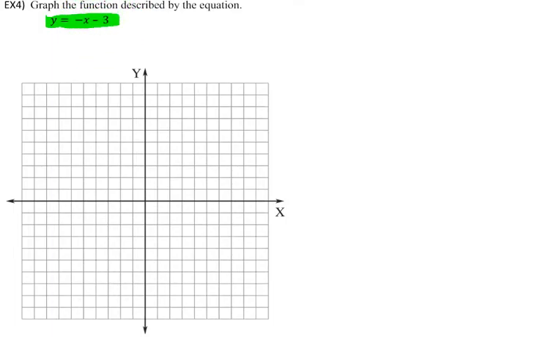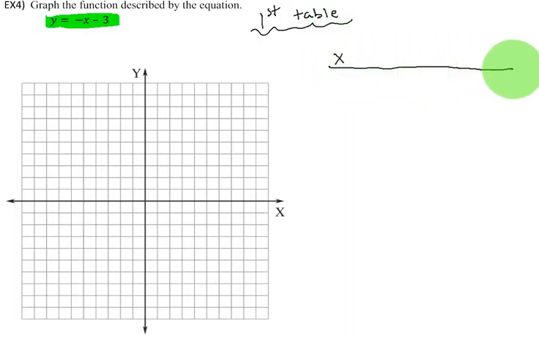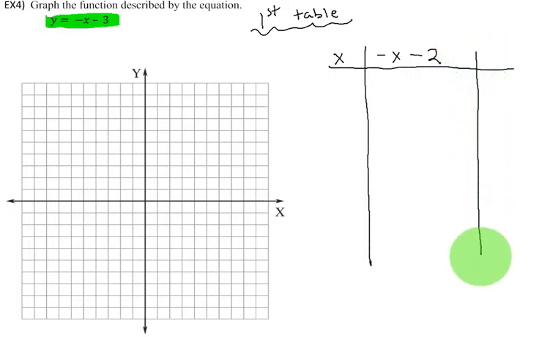So the first thing I want to do is create a table. My x values are going to come first, followed by my equation, negative x minus 2, followed by my y value.